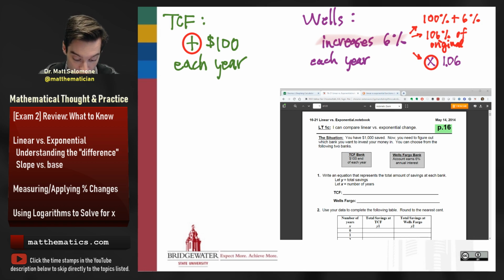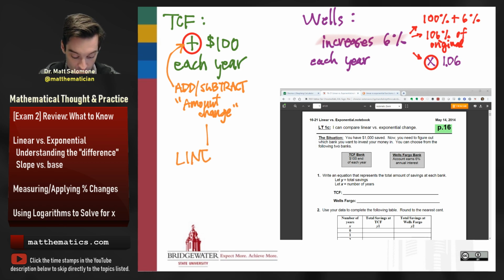And so the first thing to notice is the difference here between the types of arithmetic that are being used to change our quantities. Here, the fact that I am adding or subtracting means that the nature of the change here is an amount change. It's a dollar figure that's being added or subtracted each year, right? And this is going to be the kind of change that's going to correlate for us to a linear model.